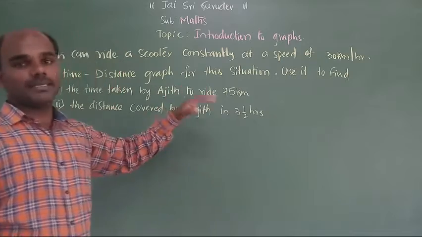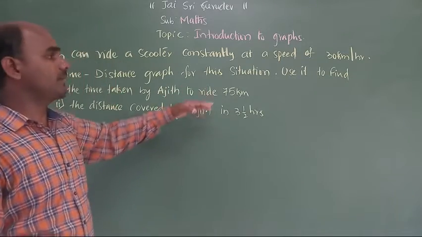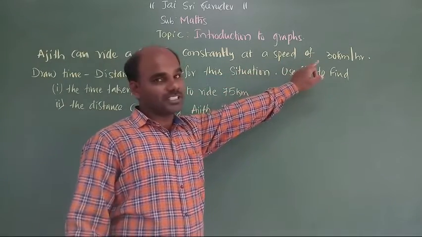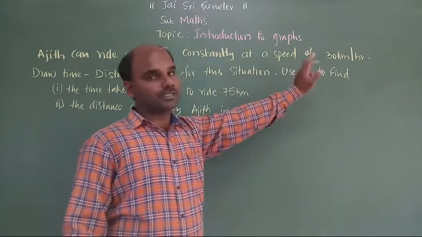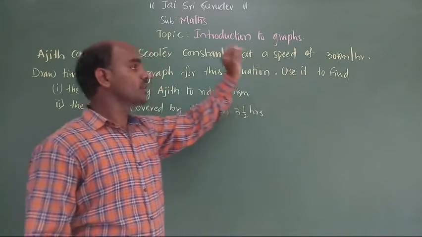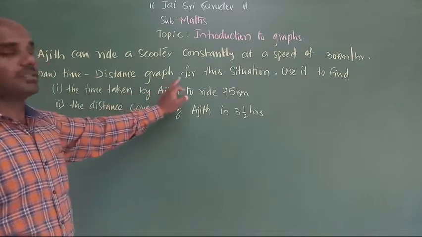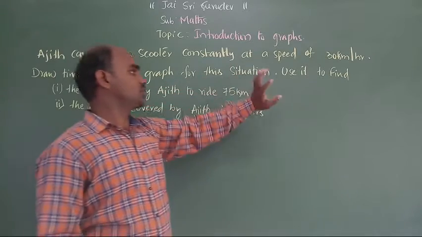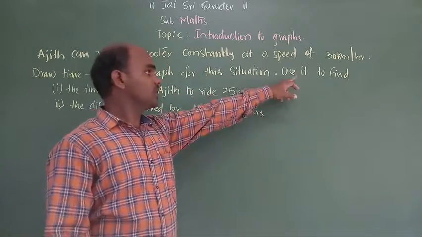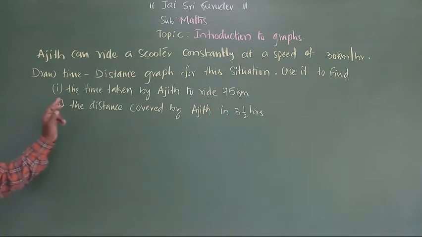Time and distance. So time will become 1 hour. How much distance is it moving, children? 30 kilometers of distance. Yes or no, children? So for this situation you want to draw the graph. Next, use it to find the graph values.